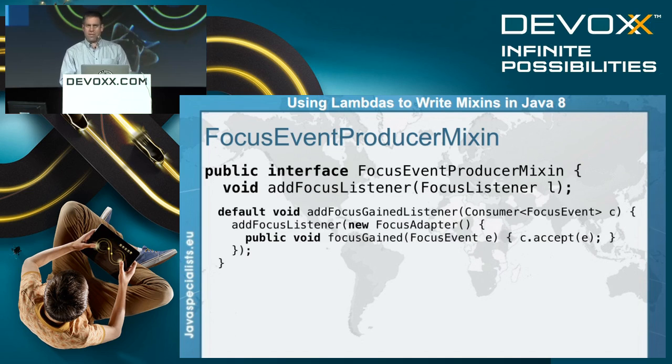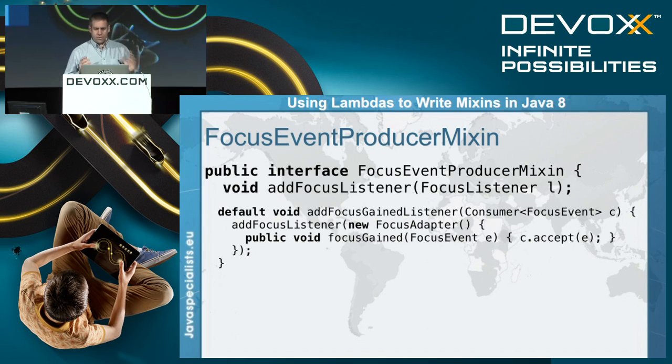And then what I do is for each of the different events, I add another method. So for example, I would have add focus gained listener. This would pass in a consumer for a focus event. Remember the consumer we had with the forEach, for example. So the consumer would be applied to any element that's inside there. Right, so the consumer is passed in, and then the add focus listener would pass in a focus adapter, and this adapter would call focus gained for that focus event.